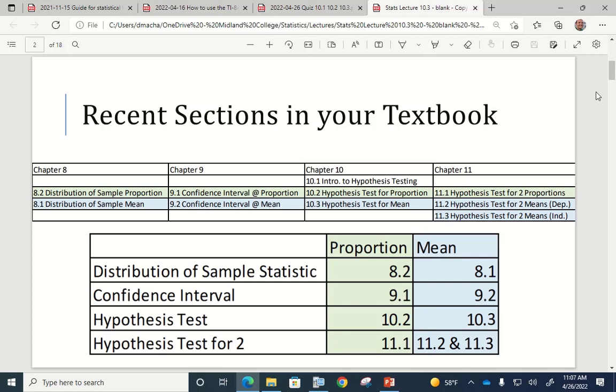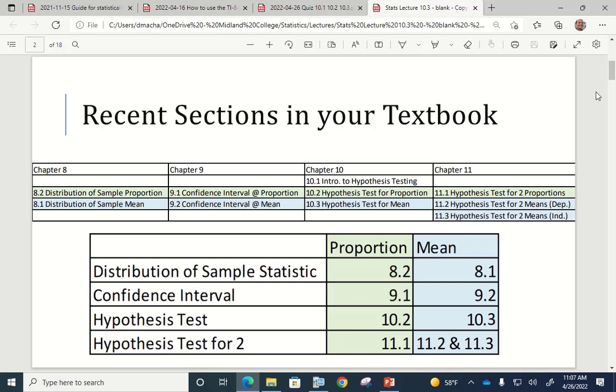Or if you have two different populations and you are concerned about the relationship between their means, if you have some quantitative variable, and you're saying, I think the mean of population A is less than or greater than the mean of population B, that would be a hypothesis you're claiming about the mean of two different populations. And so that's what chapter 11 is doing. They're just hypothesis tests, just like chapter 10, but a little bit more complicated.